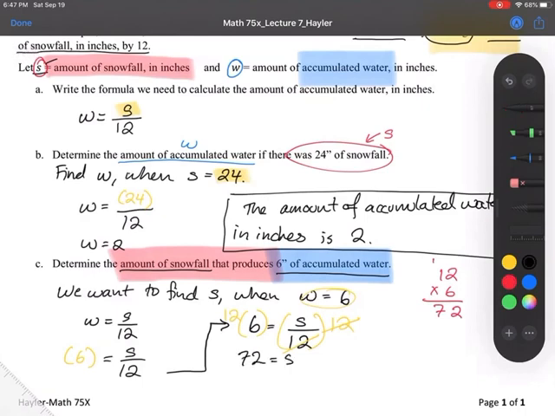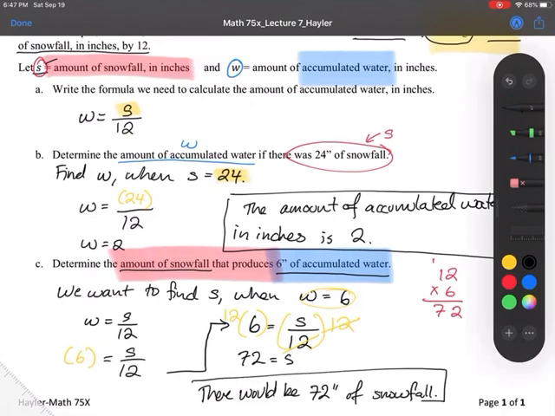So what would our answer be? Well, remember, S is the amount of snowfall. So there would be 72 inches of snowfall. And you could go ahead and write out the word inches if you wanted. You don't need to, but as long as you in some way indicate the inches unit, that's good. All right, and that is it for 2.6.